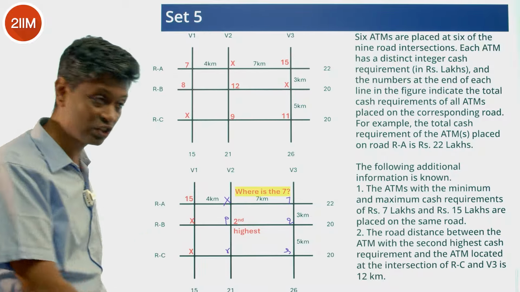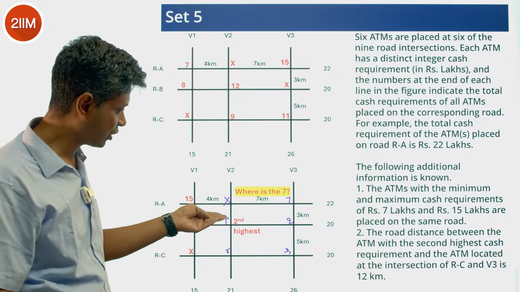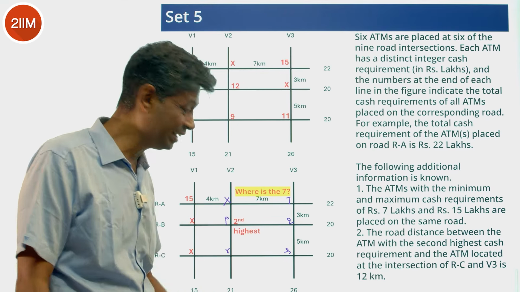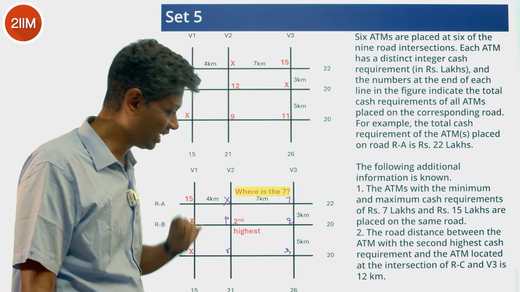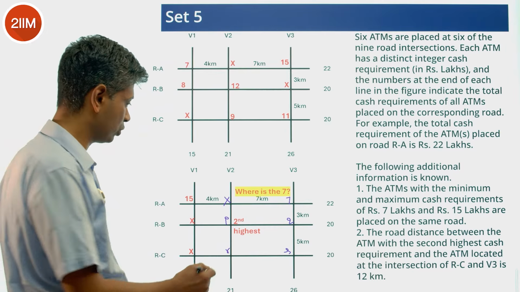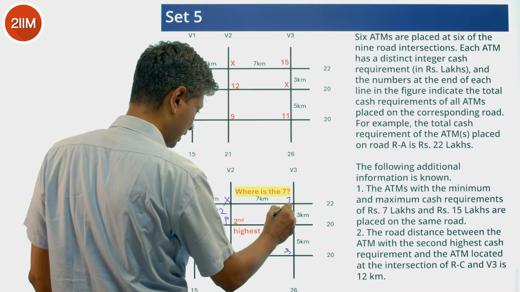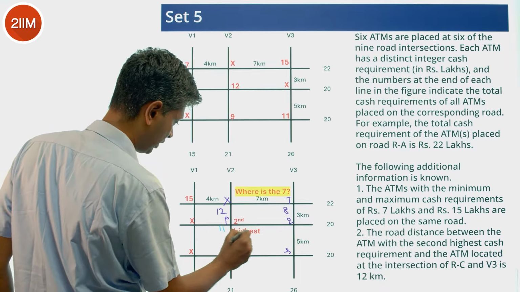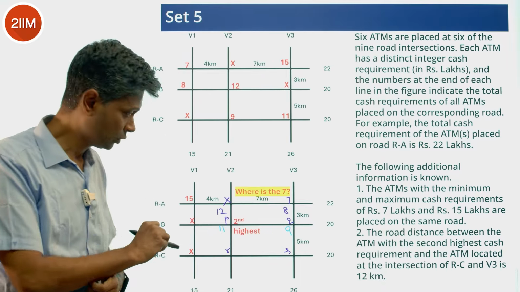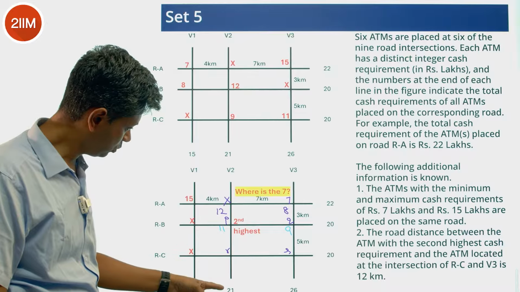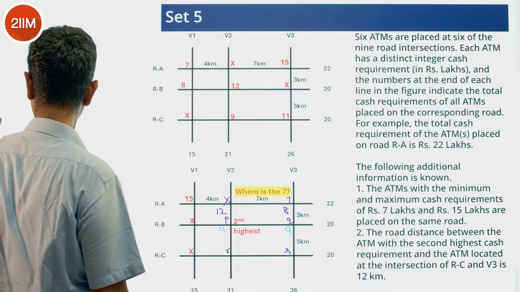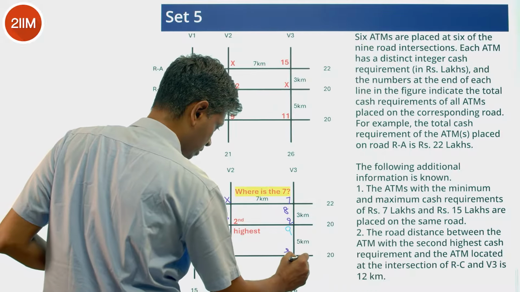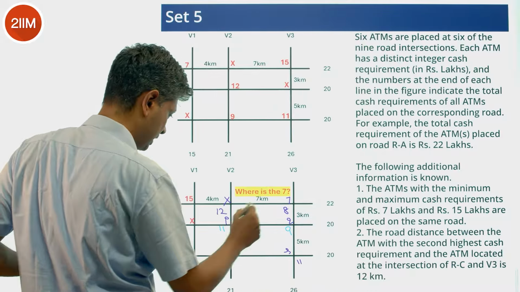This is second highest. This is 20. This has to be large. 14 plus 6 doesn't work. 13 plus 7 doesn't work. 12 plus 8 could work. 11 and 9 could work. 10 and 10 won't happen. So it could be either 12 and 8 or 11 and 9. If this were 12, these two add up to 21. Should be 9. These two add up to 20. Should be 11. 12, 8, 9, 11.